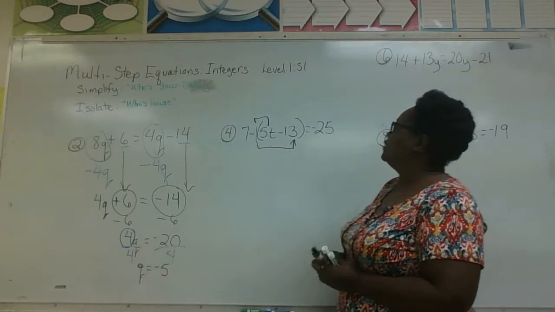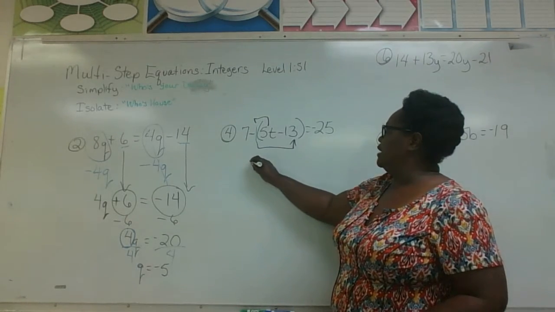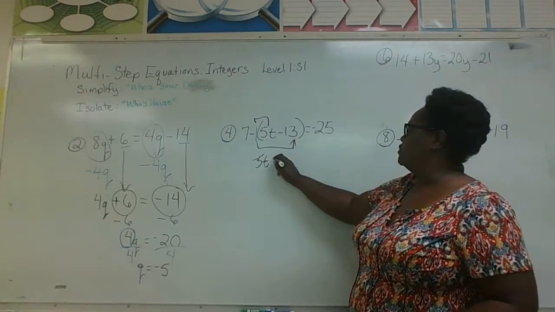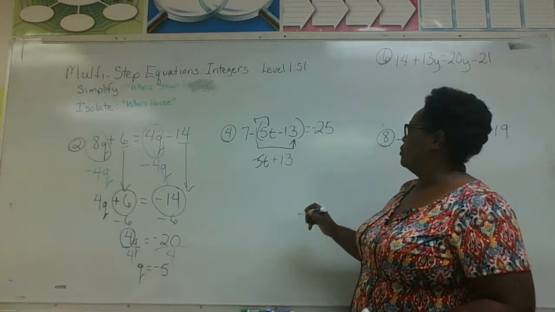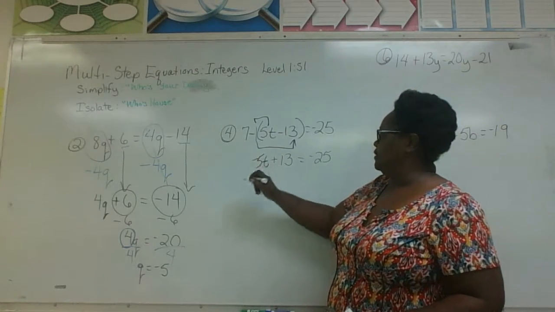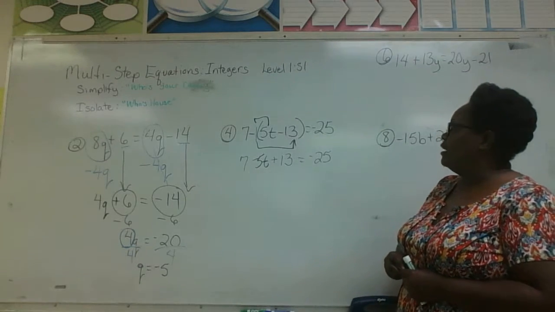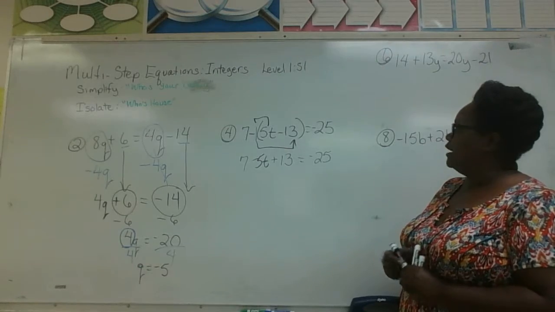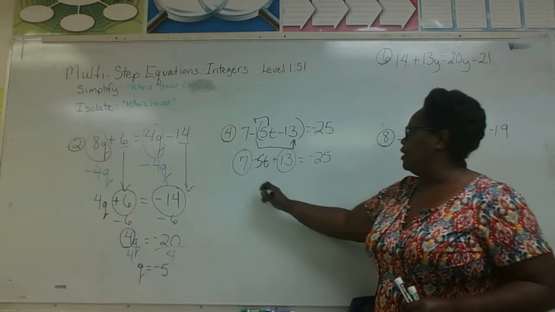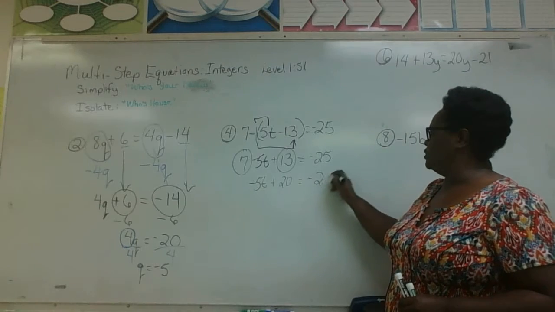So therefore, let's distribute. Negative 1 times 5t is going to be a negative 5t, and negative 1 times a negative 13 is going to be a positive 13. Okay? Equals negative 25. And let's not forget our 7 here. So now, let's combine our like terms. In this case, we have a 7 here and we have a 13 here. Therefore, negative 5t plus 20 is equal to negative 25.